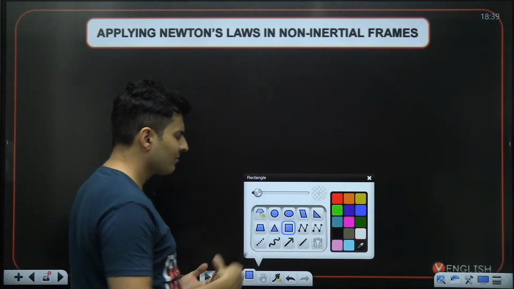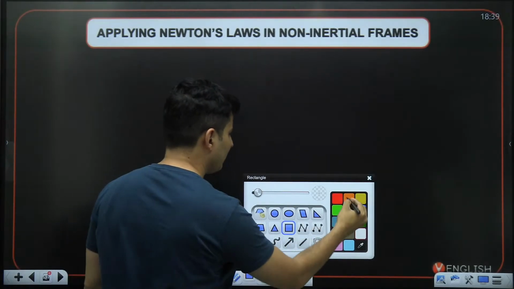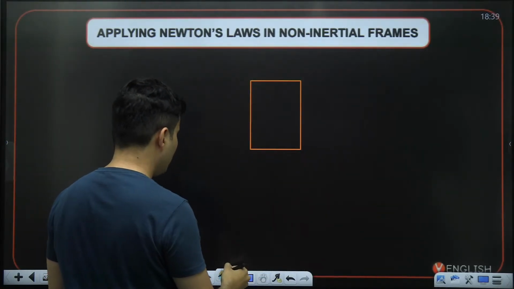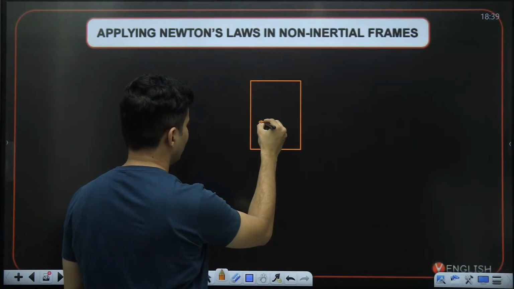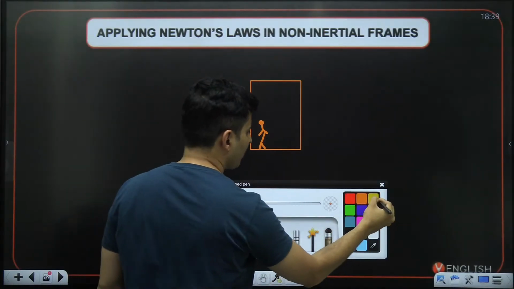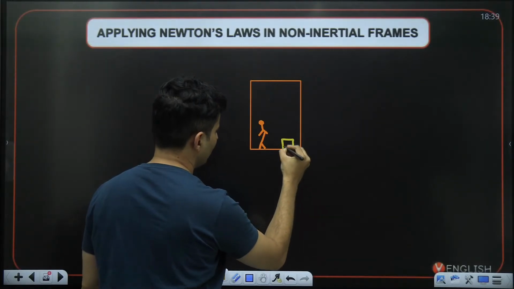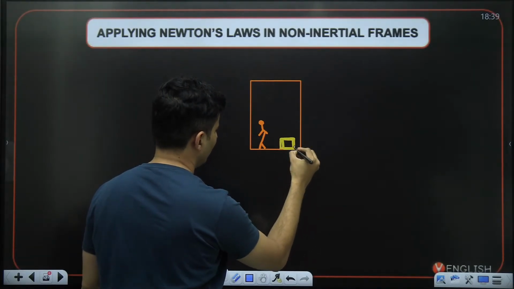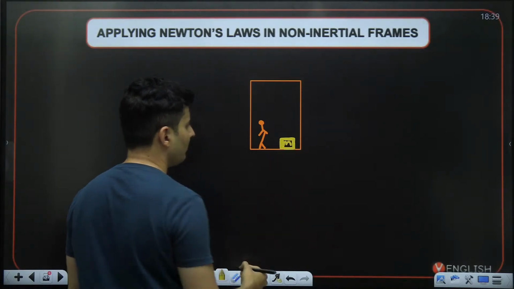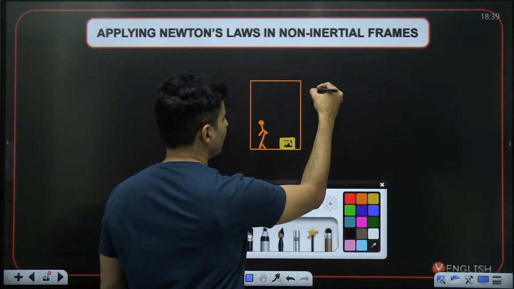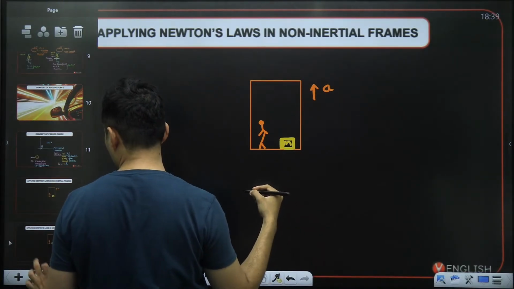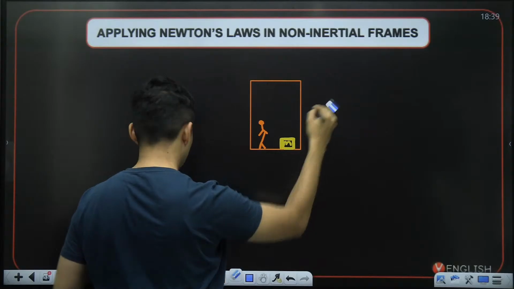So wherever you see, for example, a lift, and there is some particular person over here, and let's say there is some mass m kept on this particular lift like this. Let's say the lift is accelerating upwards. And then we can also take a special case where the lift is accelerating downwards.